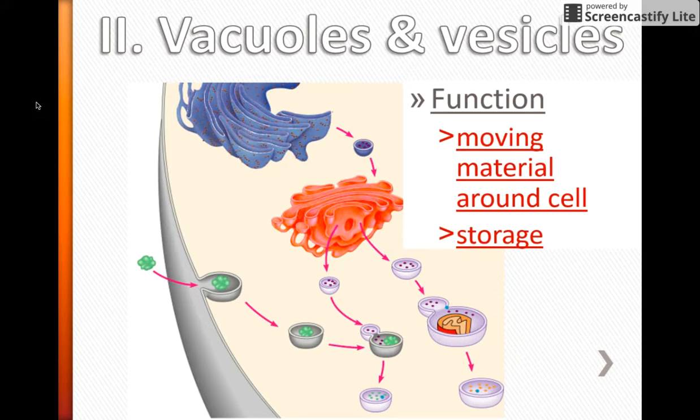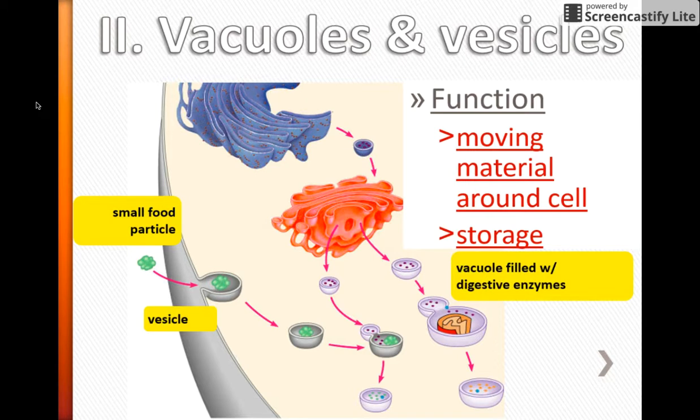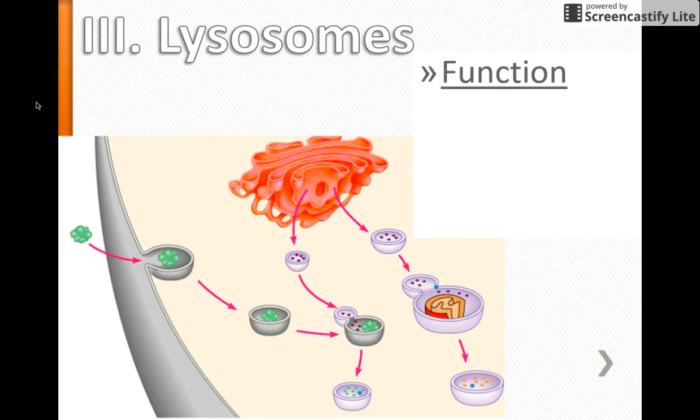Not only are they moving things around the cell, but they're also going to store things in the cell as well. So you can see that small food particle going into the vesicle, and then you can also have the vacuoles filled with digestive enzymes, so it's breaking down the food. And then you can also, again, push things out of the cell in the same way.